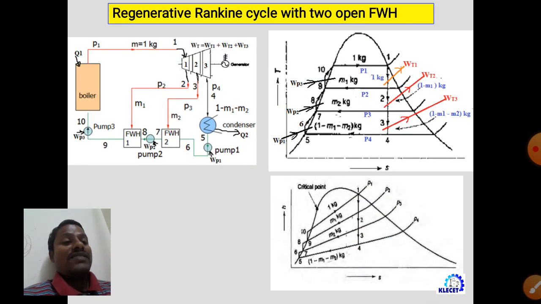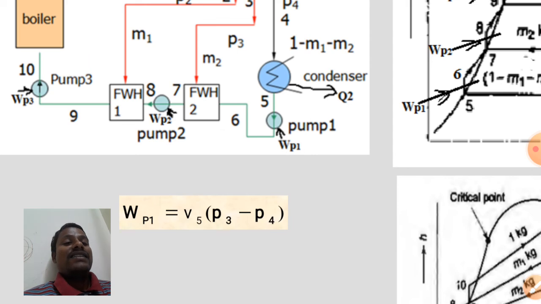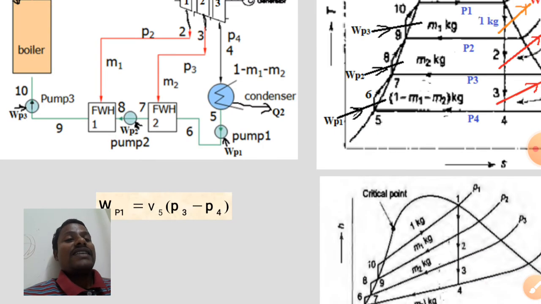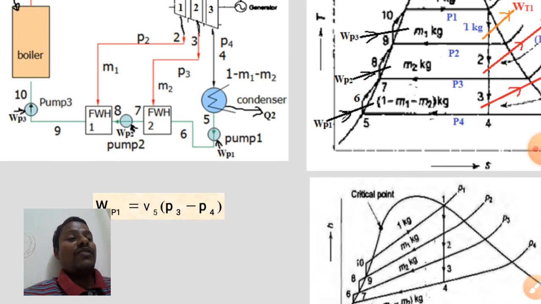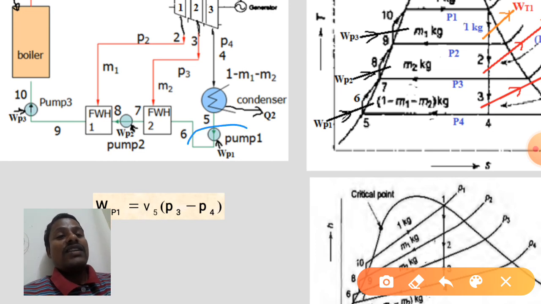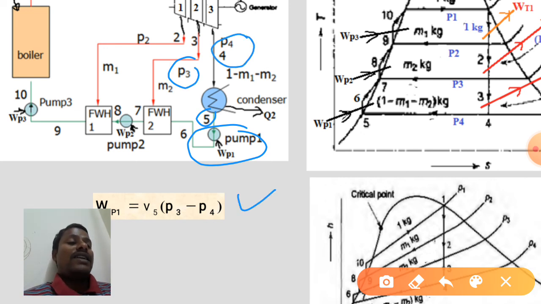During the process, pump 1 is operating between 5 and 6, but the pressure is P3 and P4. See, pump 1 is operating between 5 and 6. The inlet specific volume is V5 here, and it is working against the higher pressure P3 and the lower pressure P4. That is why we have written the formula.